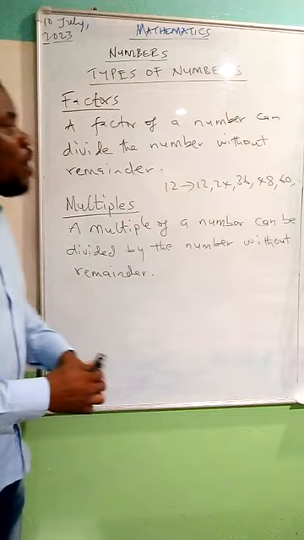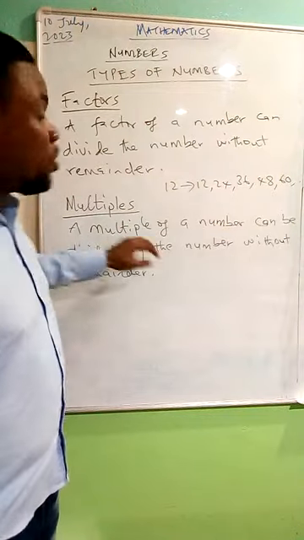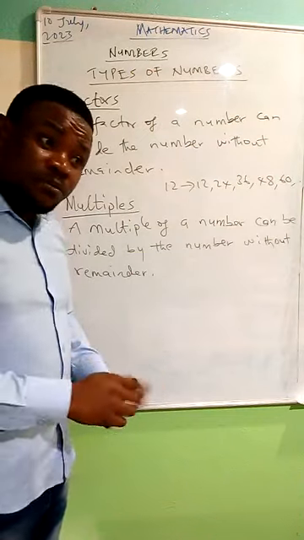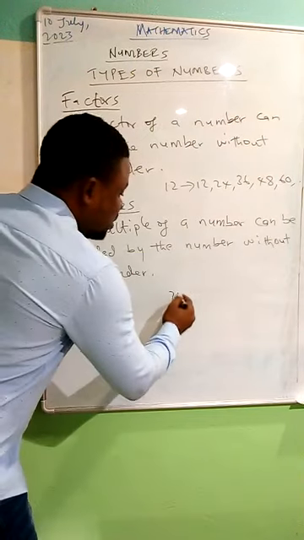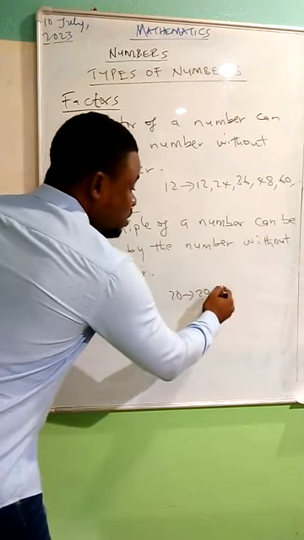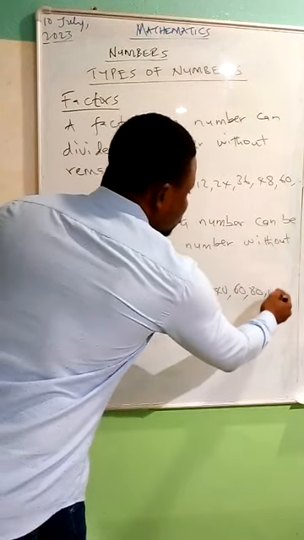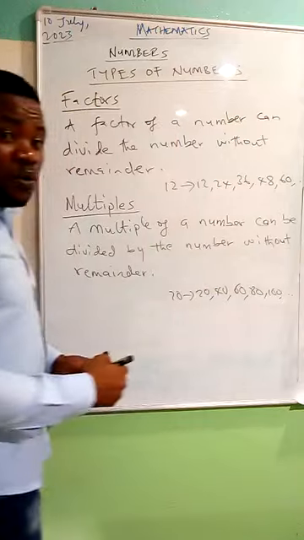So why can we exhaust factors but we cannot exhaust multiples of numbers? They go on and on. If I'm doing multiples of 20, it'll be 20, 40, 60, 80, 100, and it goes on and on. Is that okay?